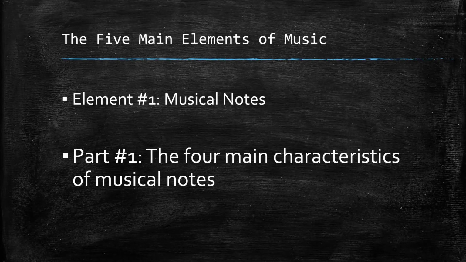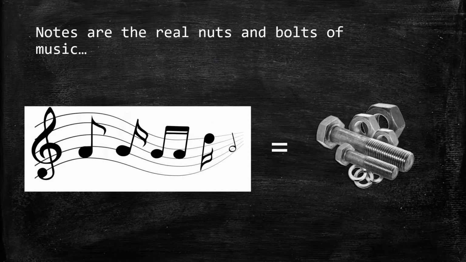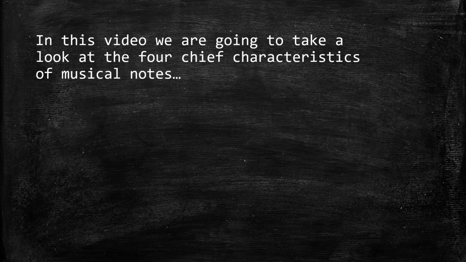The 5 main elements of music. Element number 1, musical notes. Part 1, the 4 main characteristics of musical notes. Notes are the real nuts and bolts of music. In this video, we're going to take a look at the 4 chief characteristics of musical notes.